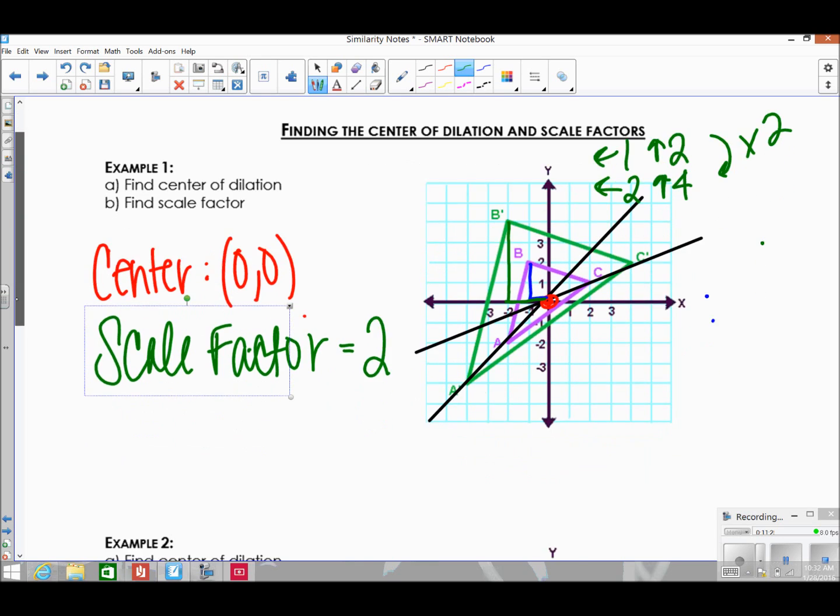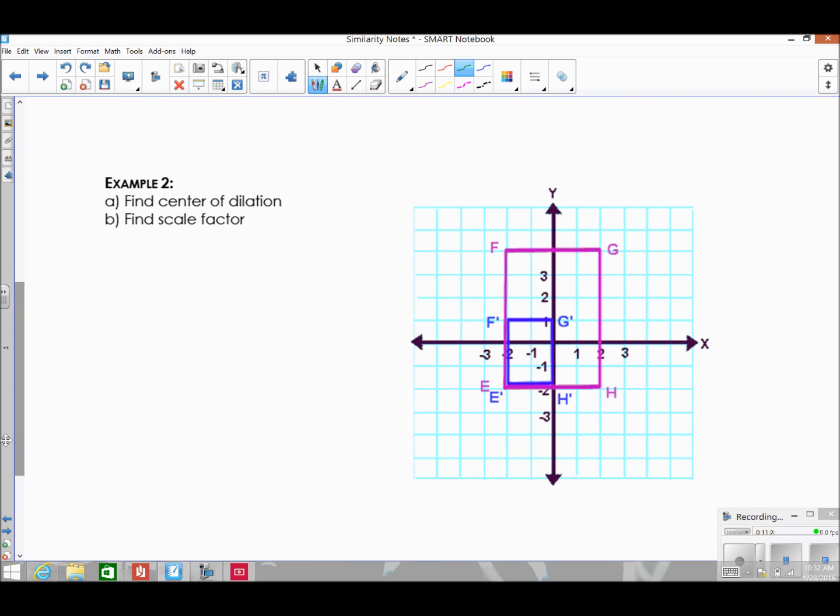And then for the last one here, if you're looking for the center of dilation, and you see any spots where the pre-image and image points are the same, in this case right here, E and E prime have the same coordinates, that has to be the center. You can check it: if you draw lines through G, G prime, H, H prime, F, F prime, they're all going to intersect at that point. That's another way to determine the center. But really, whenever you have an image and a pre-image that's the same point, that has to be the center. So the center is going to be -2, -2.